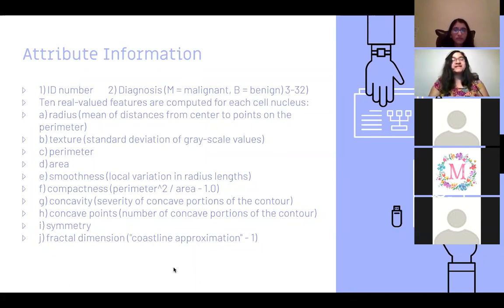So essentially, what we're doing here is we have those images that had the data extracted from them, and those original images were cells. And so what happens is that we get the radius, the texture, the perimeter, the area, the smoothness, which is just local variation in the radius lengths, compactness, concavity, concave points, symmetry, and fractal dimension. So it's not particularly important that you understand what every single one of these means, but these are all the different features that were extracted.